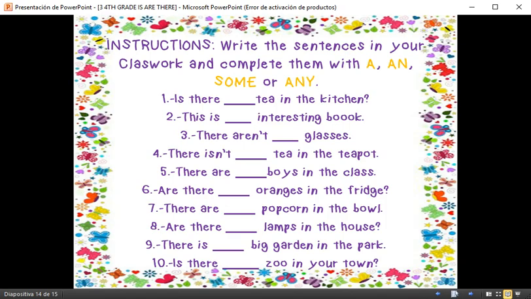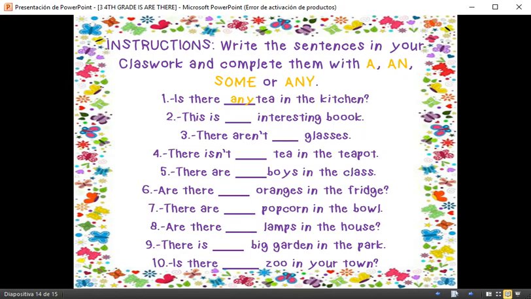Okay, very good. So if you are here, it's because you finished with the activity. So on the number 1, let's see what is the correct answer. We have, is there any tea in the kitchen? We are using any because it's a question. Is there any tea in the kitchen?